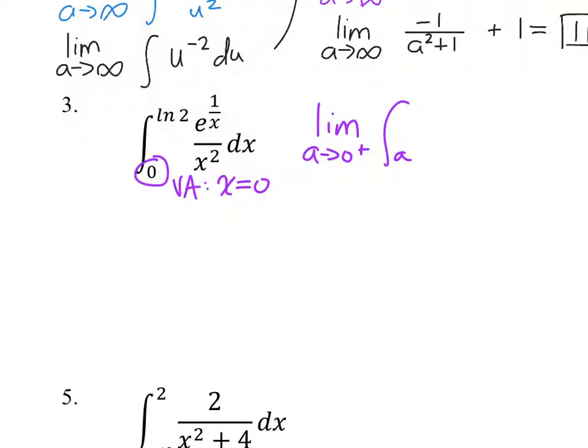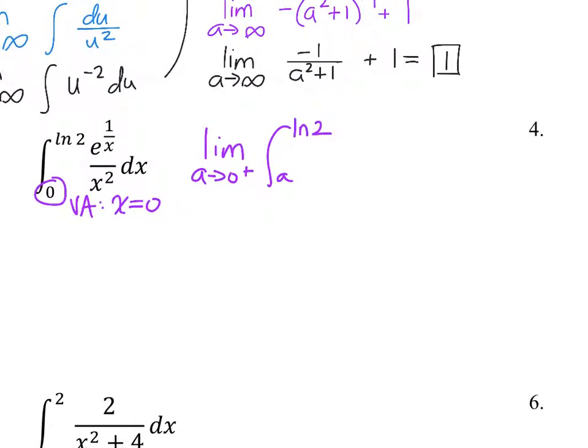So going from a to ln of 2, we have e to the 1 over x squared dx. All right, so if I'm working from the beginning of the course to the end, I'm looking at u substitution.